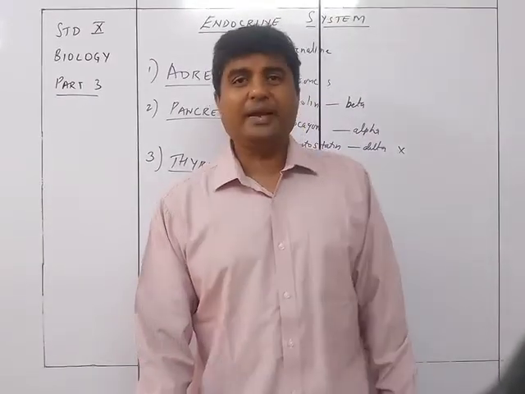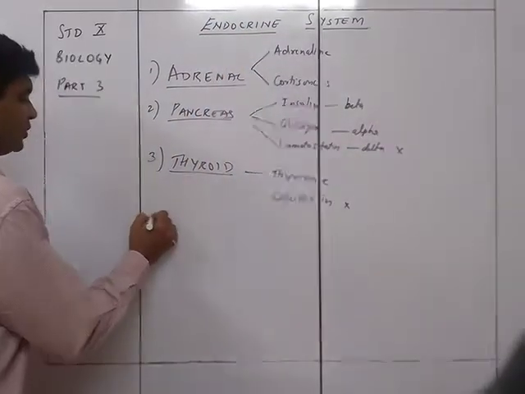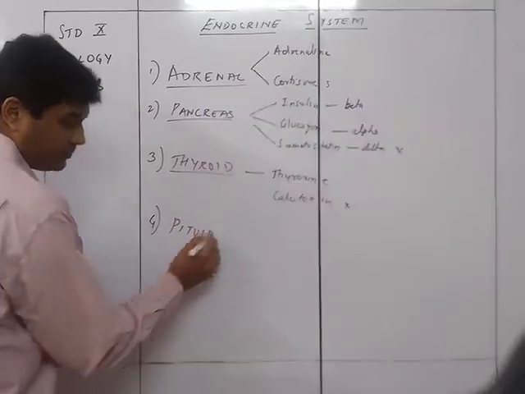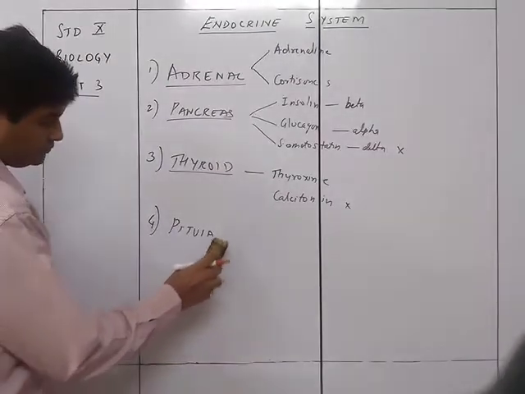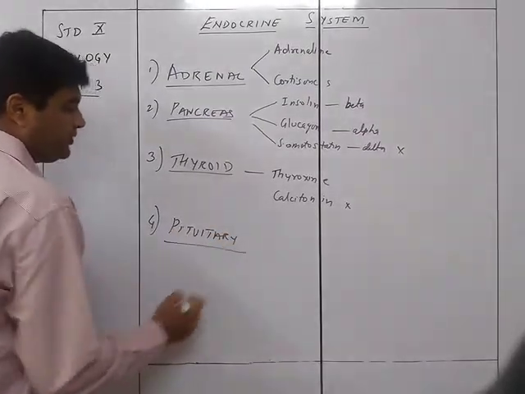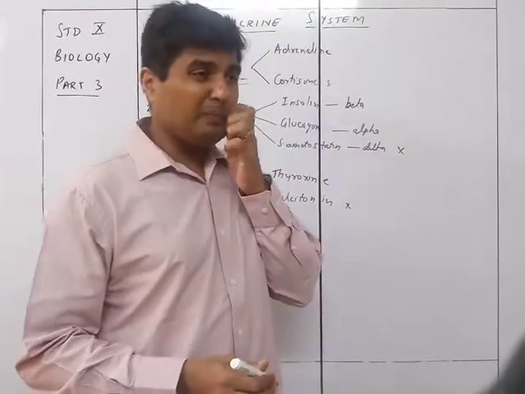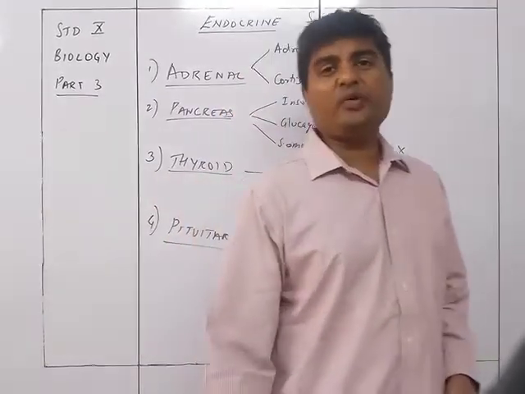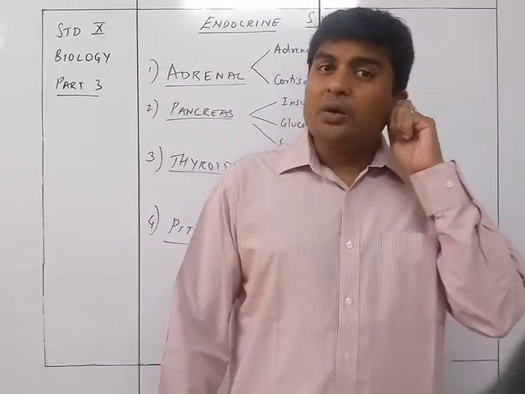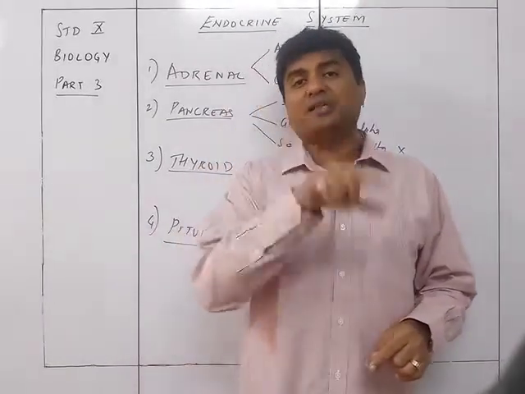We now move to the last part of the chapter, that is the pituitary gland. So the fourth part, that is the pituitary gland. The pituitary gland has many functions. In fact, the pituitary gland is also called the master gland, because it is the gland which is going to control other glands.